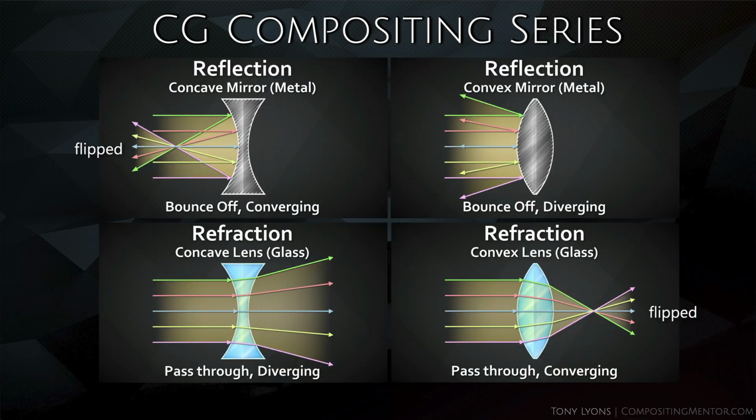So I'll put all these graphics on the screen right now, and you can start to see the pattern or the relationship between them. So in reflections, the light either bounces off and converges, or comes together, or the light bounces off and spreads apart. And in refractions, it either passes through and spreads apart, or passes through and converges and then flips. You start to realize that reflections and refractions are doing the exact same thing to the light, except that in reflections, the light is bouncing off the object, and in refraction, the light is passing through the object. And that is the only major difference.